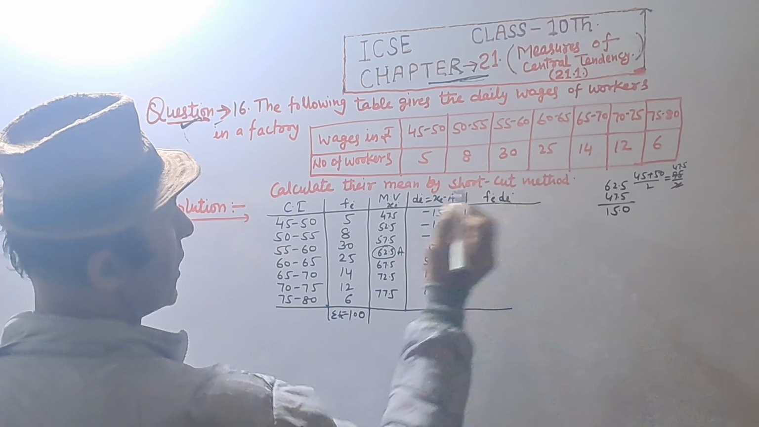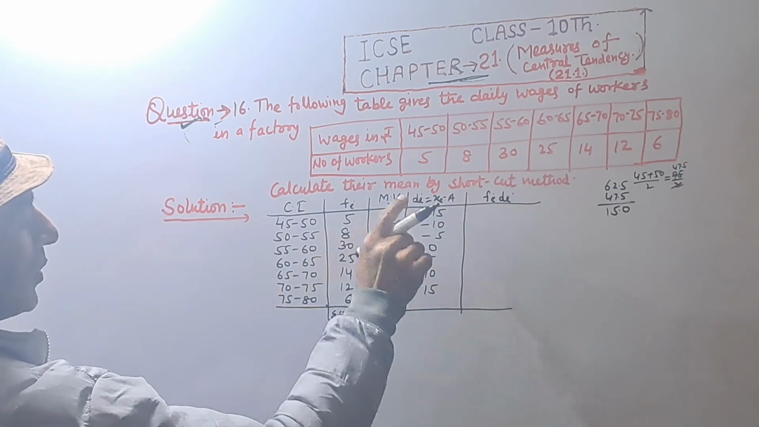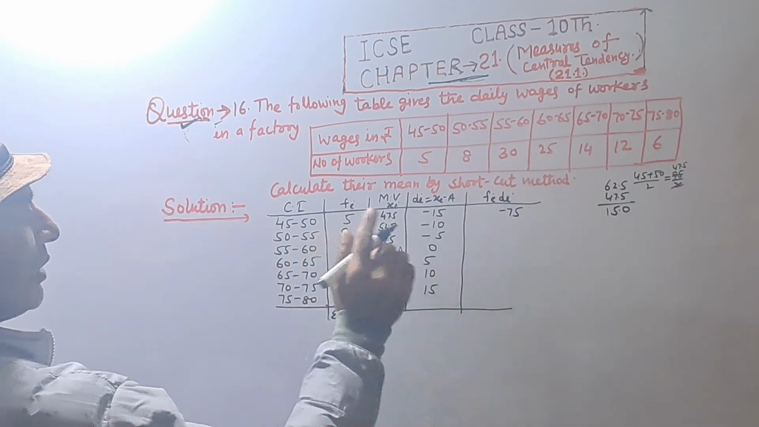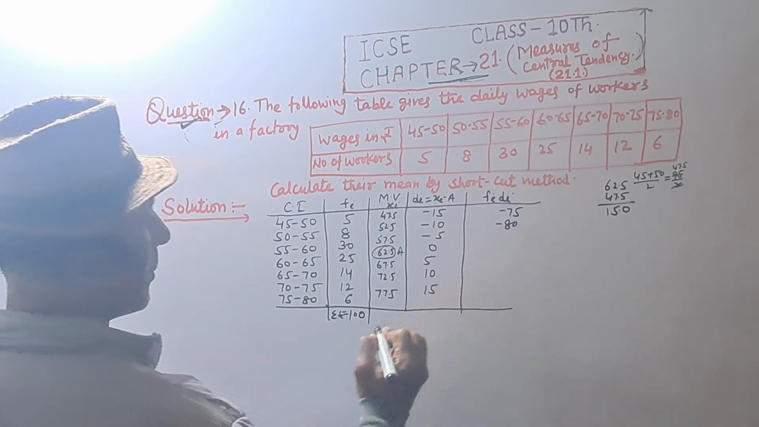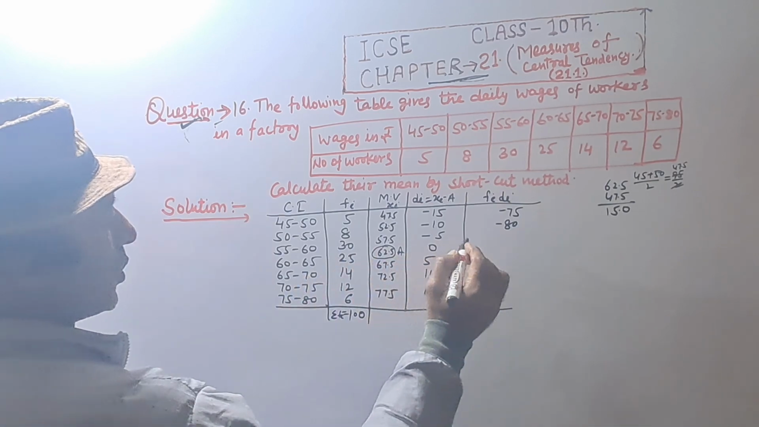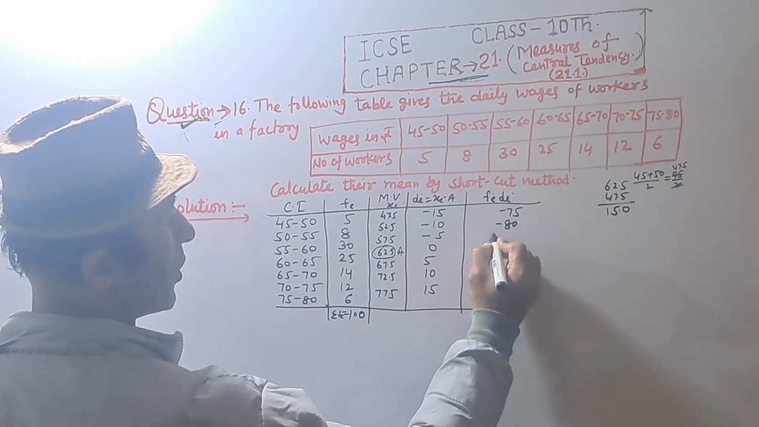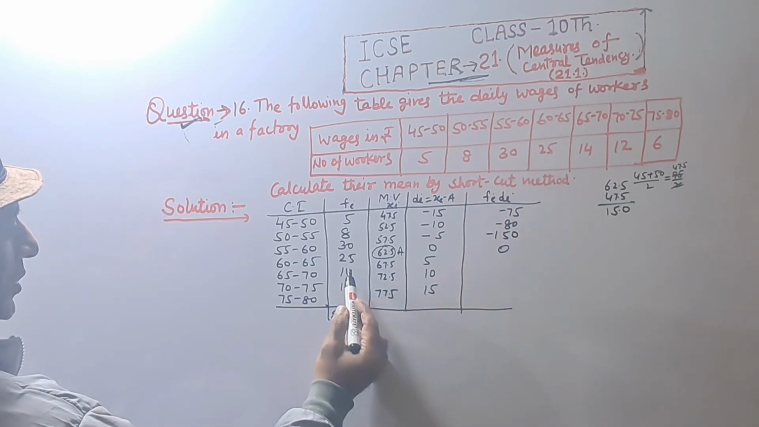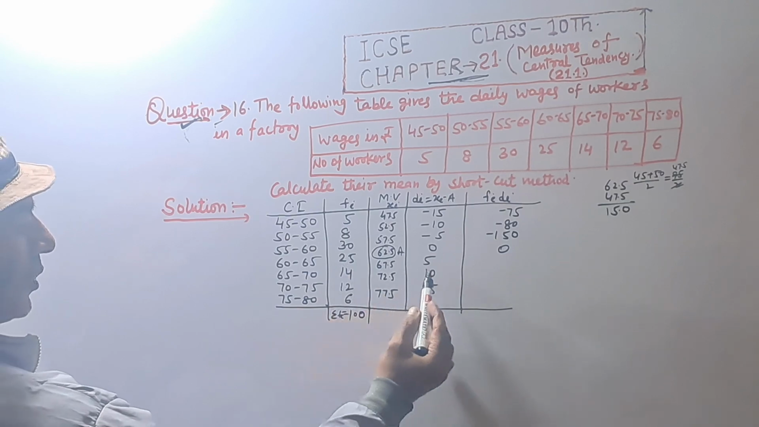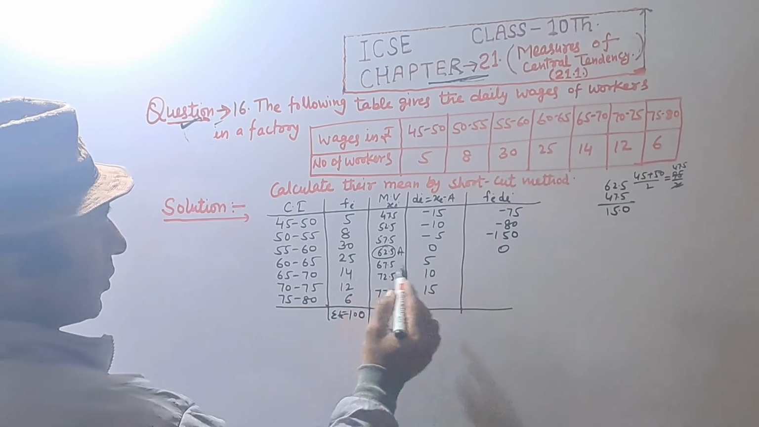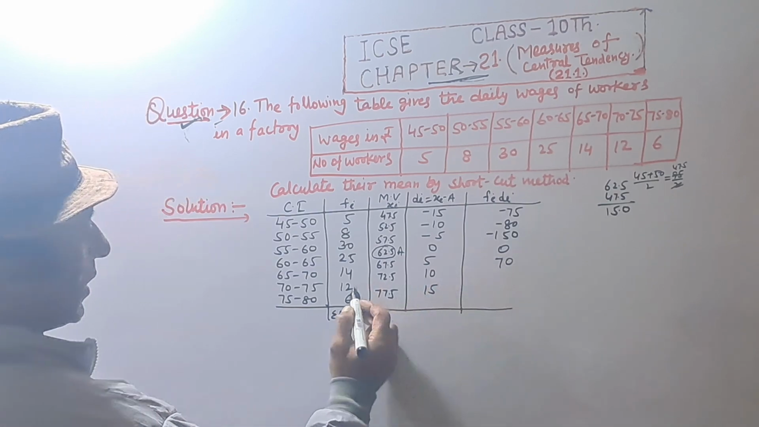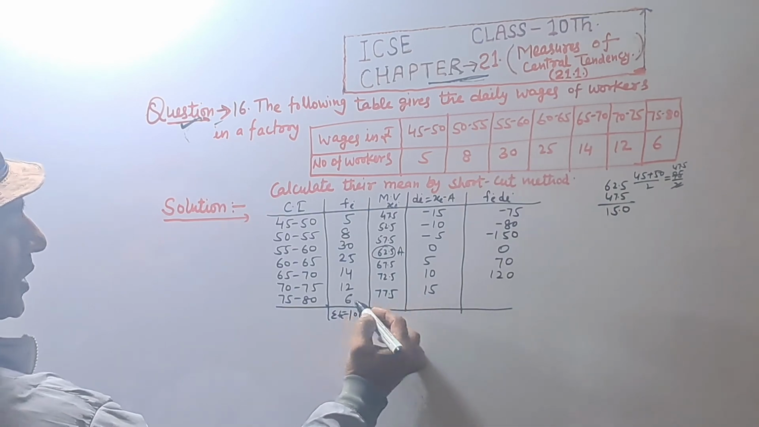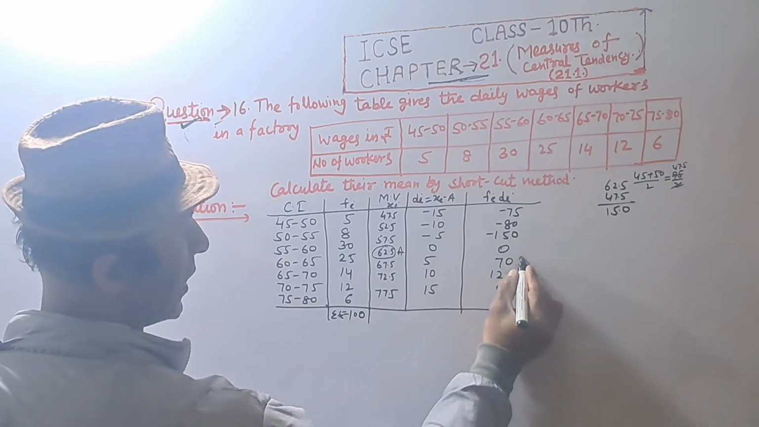fi into di: 5 into negative 15, negative 75; 8 into negative 10, negative 80; 30 into negative 5, negative 150; 0; 14 into 5, 70; 12 into 10, positive 120; and 15 into 6, 90.